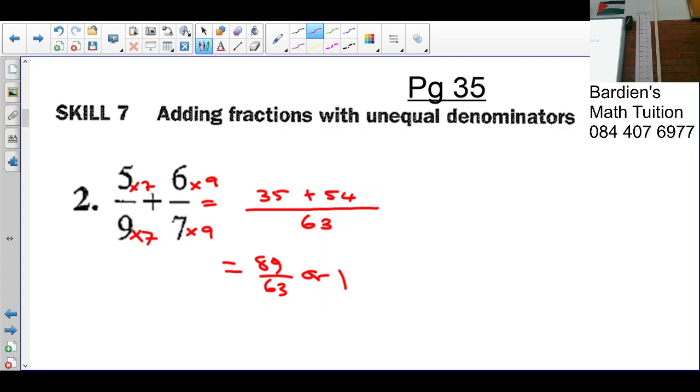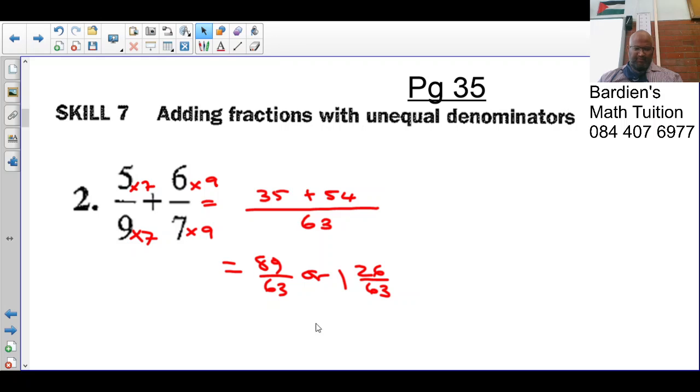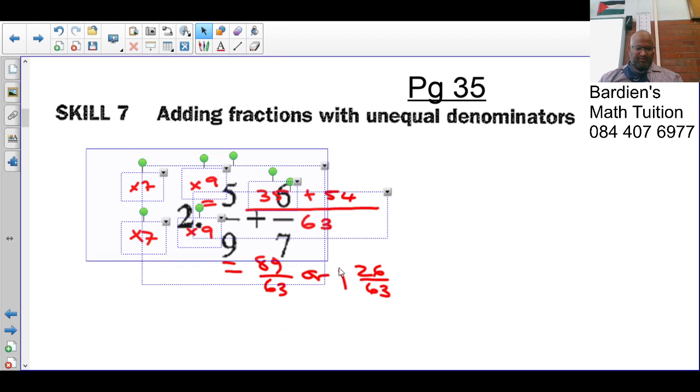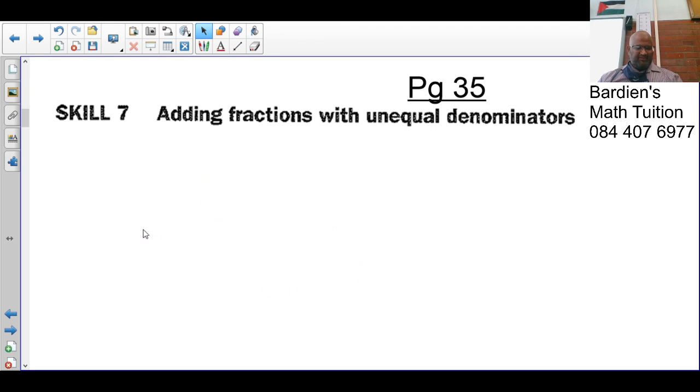Or, yes, 1 and 26 over 63. Nice. Is there anybody that's confused? No. So we're going to move a bit faster through the next one, for number 3. But just let me know when I'm going too fast, no? Am I moving too fast? No, okay. Here's the next one. And the next one.